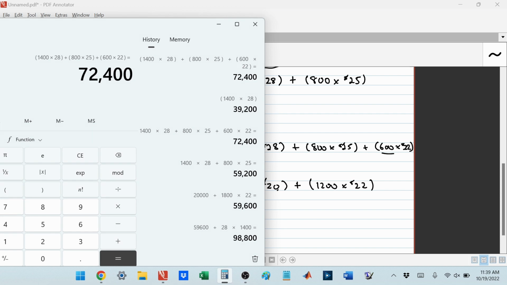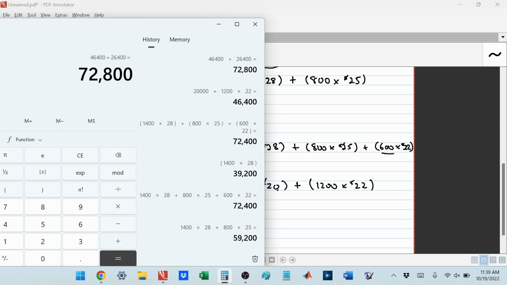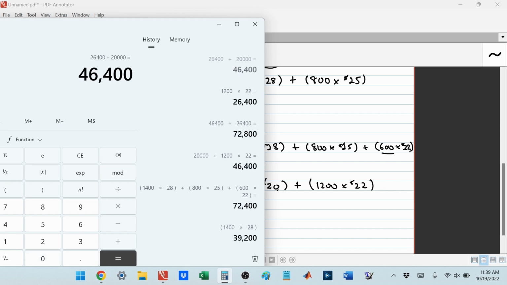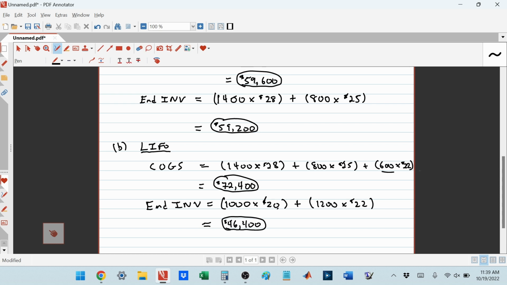And so LIFO ending inventory would just be $20,000 plus... oh, did I mess up? 1,200 times 22, 26,400, plus the $20,000. So yeah, $46,400. And it should be smaller than FIFO ending inventory. And it is.